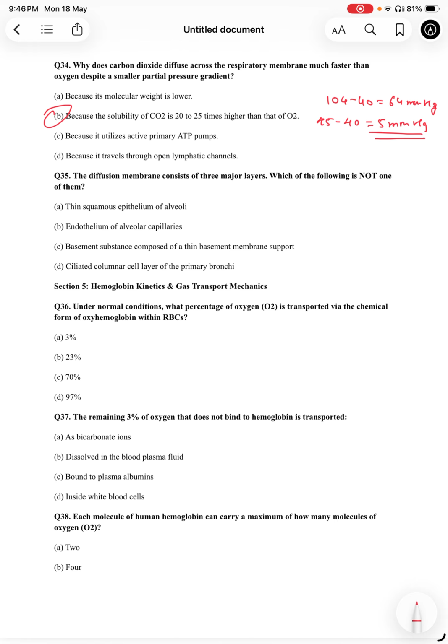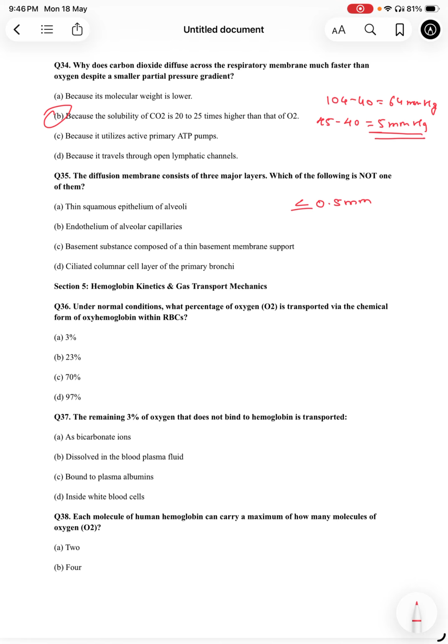Now, next question. The diffusion membrane consists of three major layers. Which of the following is not one? Thin squamous epithelium of alveoli, endothelium of alveolar capillaries, substance composed of thin basement membrane support, ciliated columnar cells of the primary bronchi. See, the diffusion membrane should be thin. Okay, it should be less than or equal to 0.5 mm. Why is this? This is to facilitate the gas exchange.